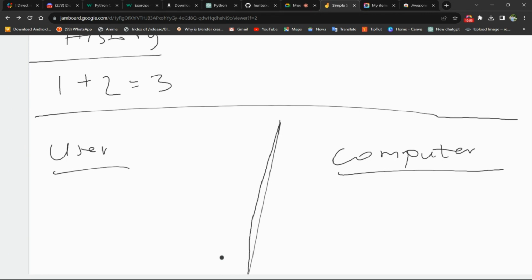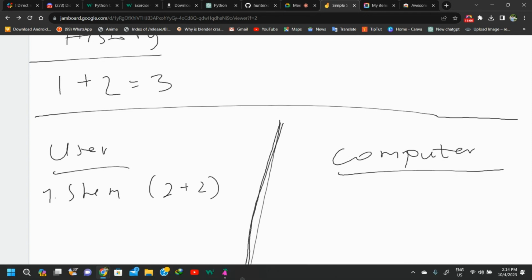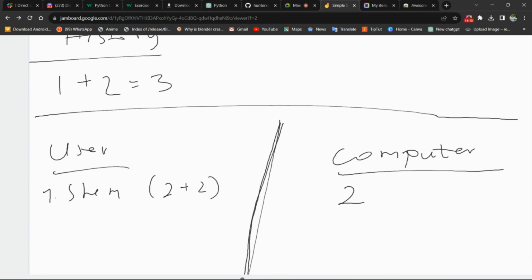So if user one, which is Shem, goes and says, I want to know the results of 2 plus 2. This line between here is a bridge, as our sister said. This is what prevents the user from directly asking the computer what is 2 plus 2. So in order for Shem to know what 2 plus 2 is, Shem has to go through this bridge, and that person was the computer operator. That was what was happening.